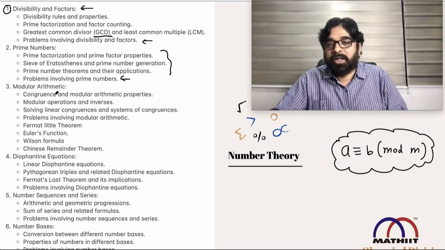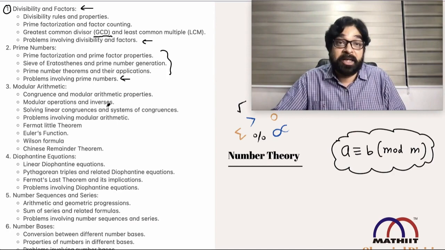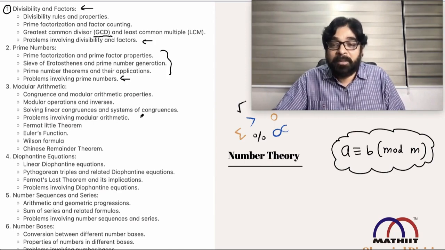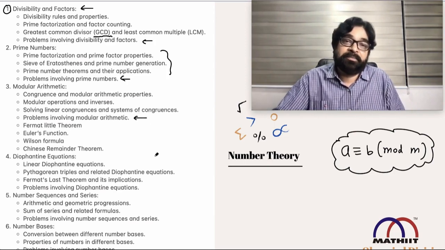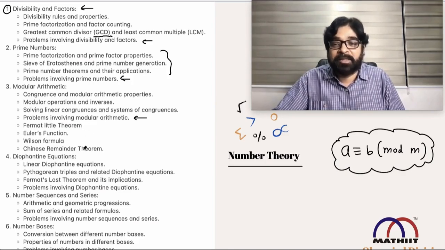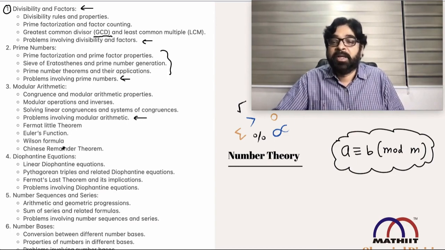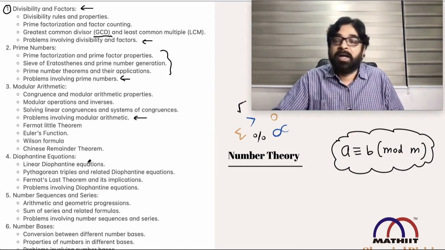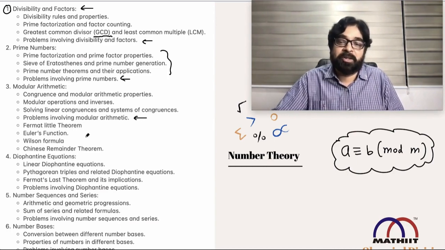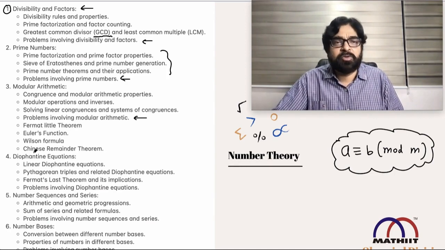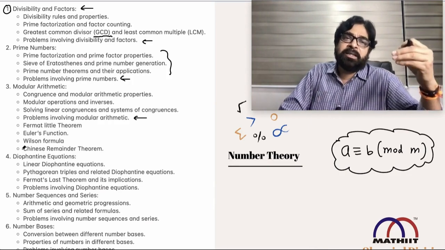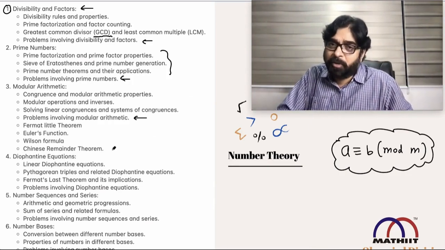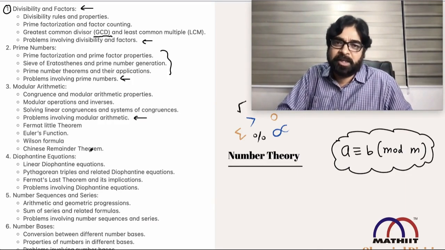So, modular arithmetic: congruency and modular arithmetic properties, modular operations and inverses, solving linear congruences and systems of congruences, and problems involving modular arithmetic. These are among the favorites. That's why I added them; actually they come over here, but this is the extra I added. These things came inside here itself. Fermat's little theorem, Euler's function, Wilson's formula, Chinese remainder theorem. All these are the most common things used in modular arithmetic, right? Chinese remainder theorem based questions will mainly be asked in RMO and INMO. In PRMO, that means IOQM, there is very little chance, but nobody knows.